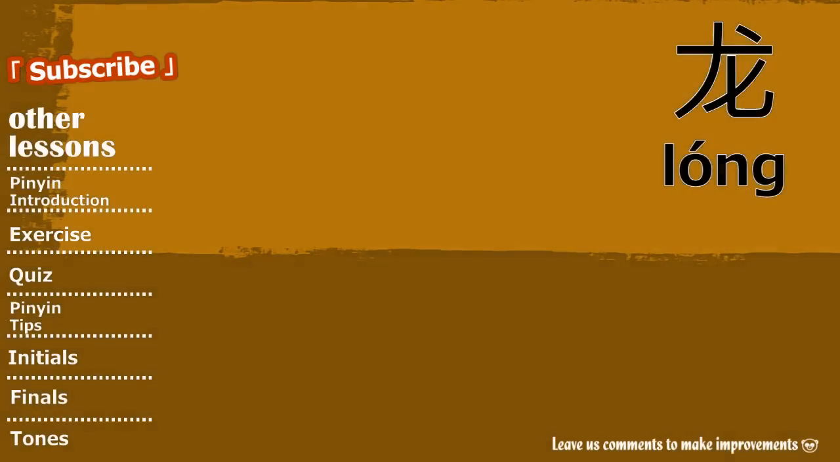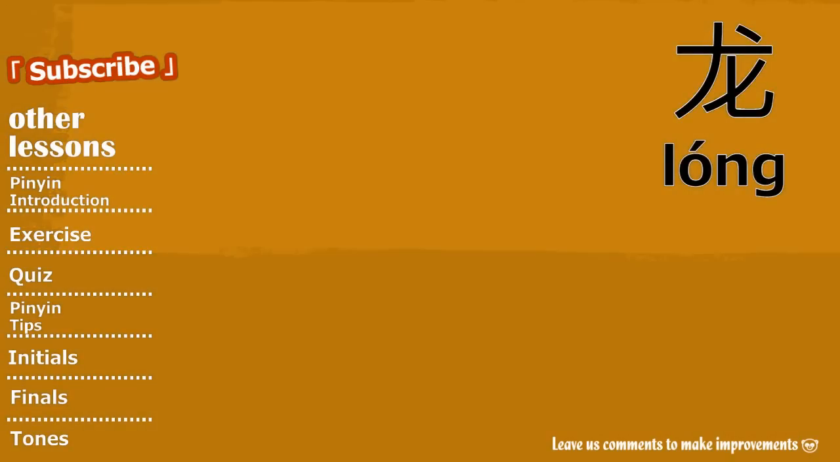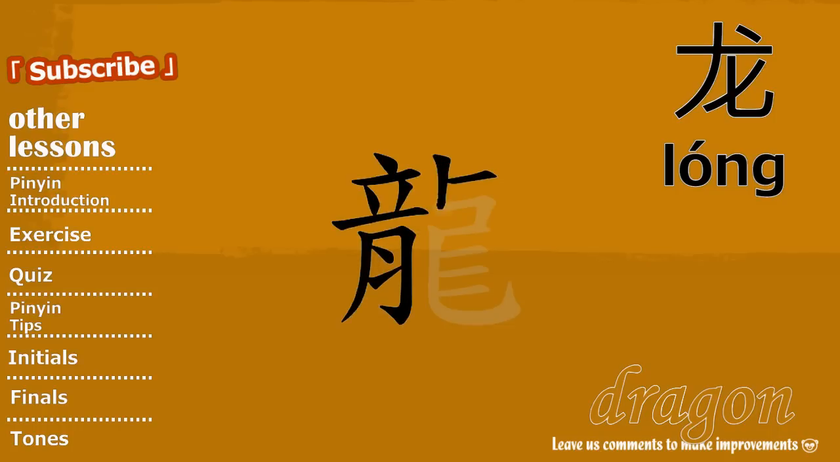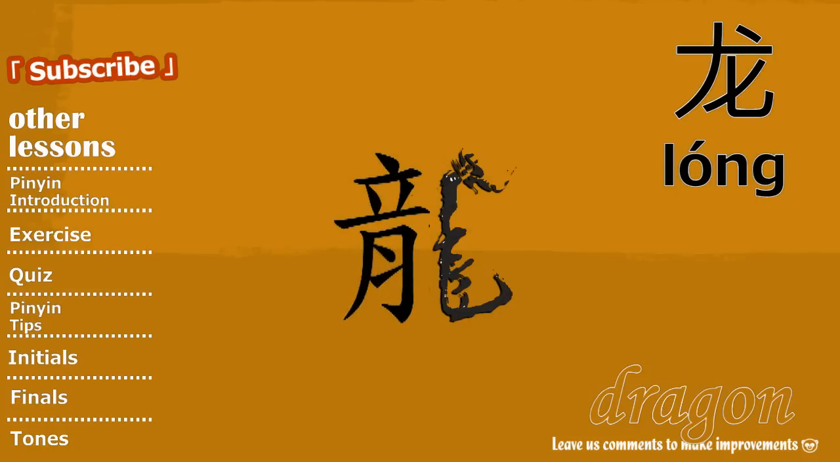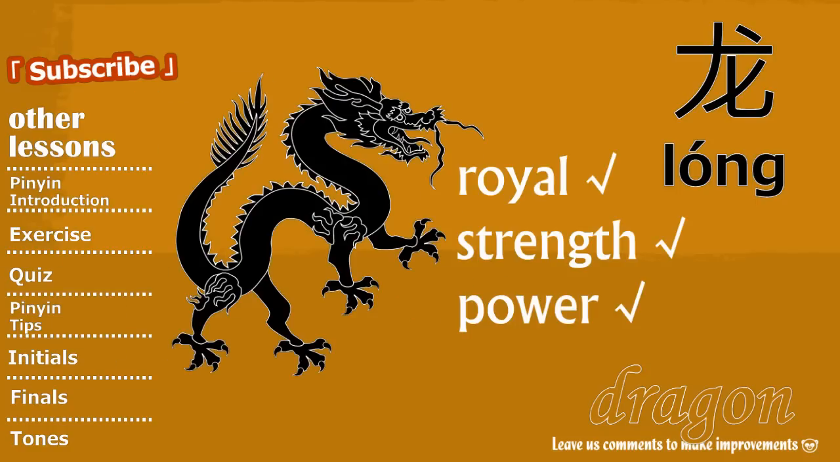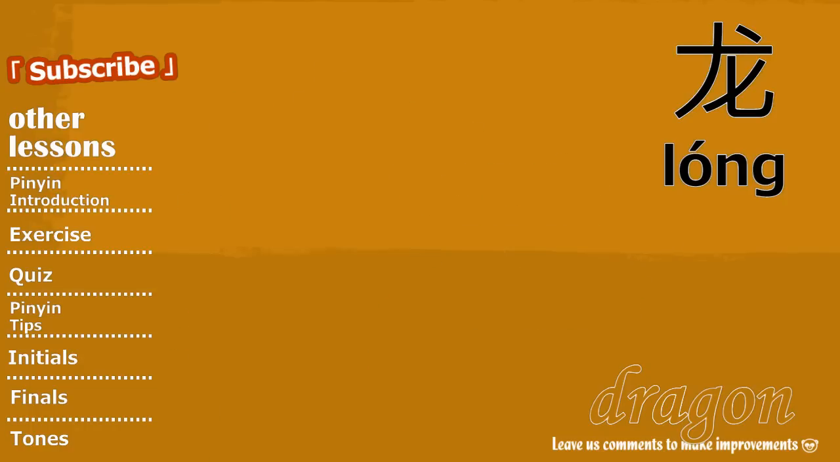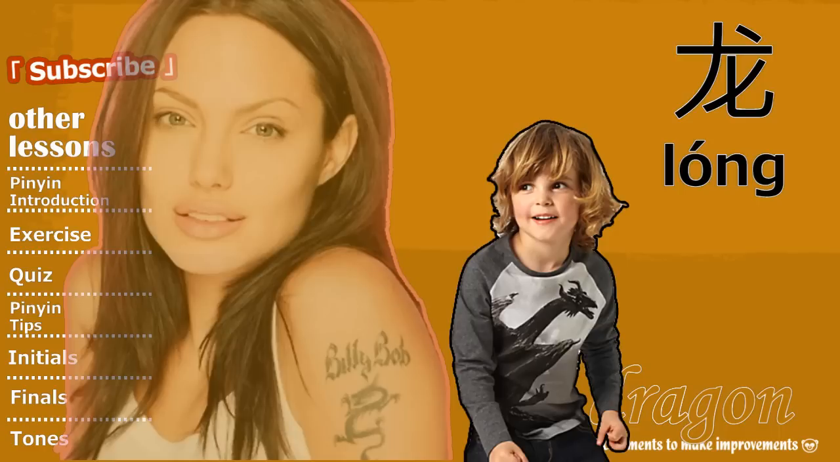The last word is well known by many foreigners, and it is Long, meaning dragon. Each time I write the word Long, I use traditional Chinese, because it looks more like the shape of a dragon. Long is symbolic of royalty, strength and power. So, in the past, dragons were only associated with emperors. Today, dragons are for everyone, and they remain popular with many tattoo lovers.